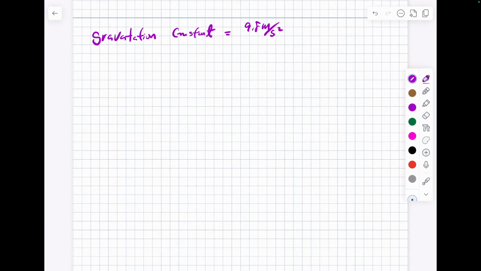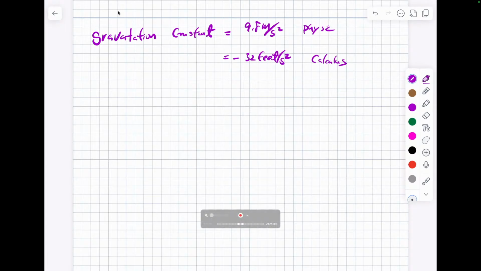Okay, this is in physics though. In calculus, it is equal to negative what? 32 feet per second squared. Okay, so nobody knows that because you can convert.